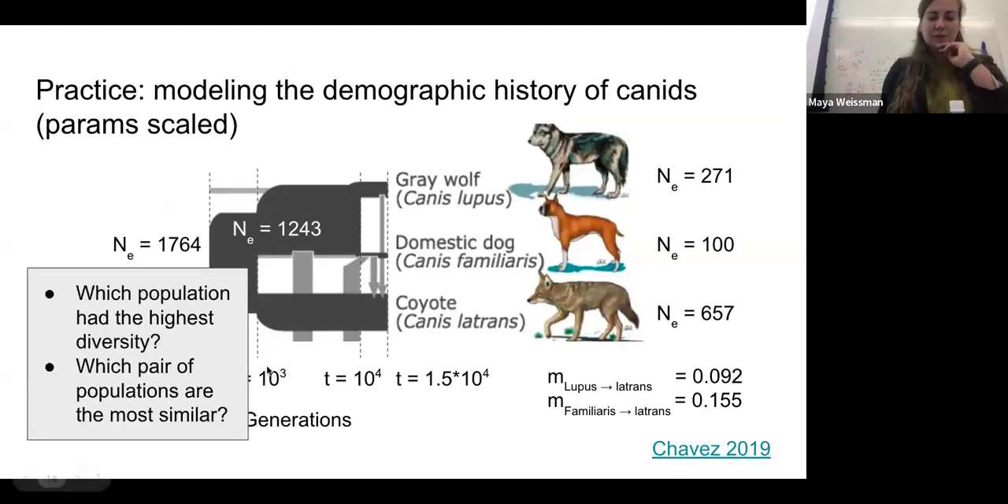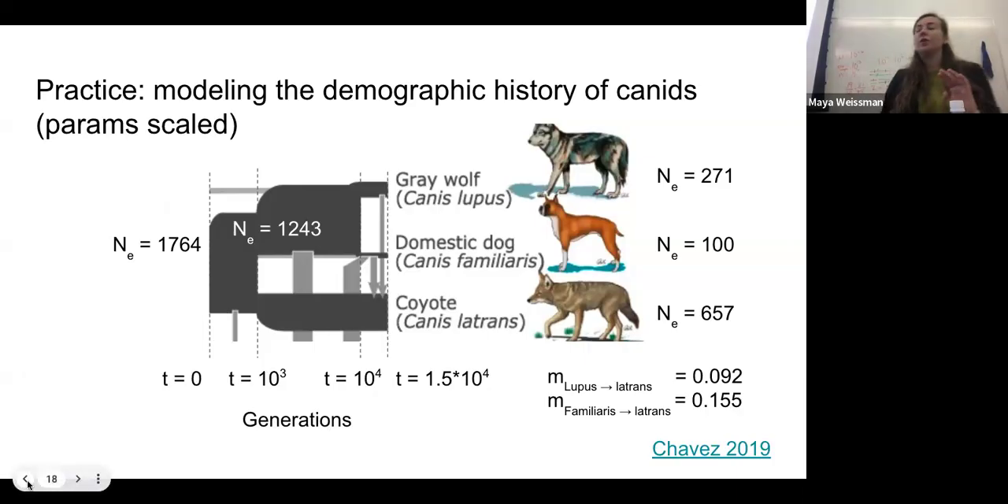Whoops. Let me go back a bit. Okay, so you're going to practice modeling the demographic history of canids. I've done some weird scaling. I'll talk about this later. Basically I divided everything by 10 to make it run on your computers really fast.